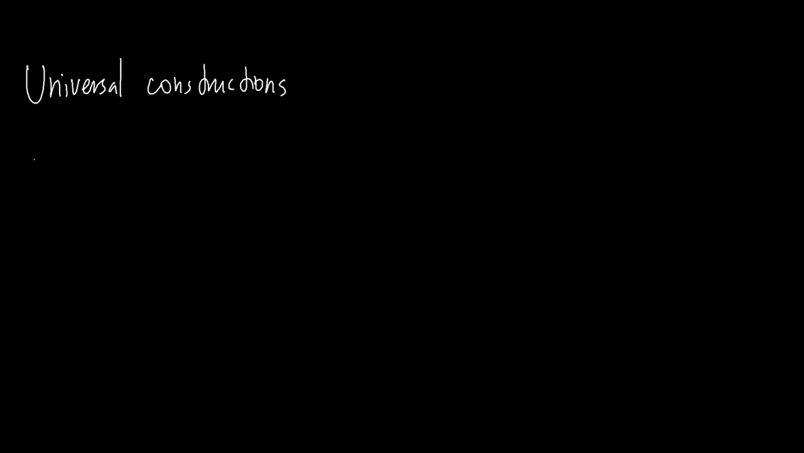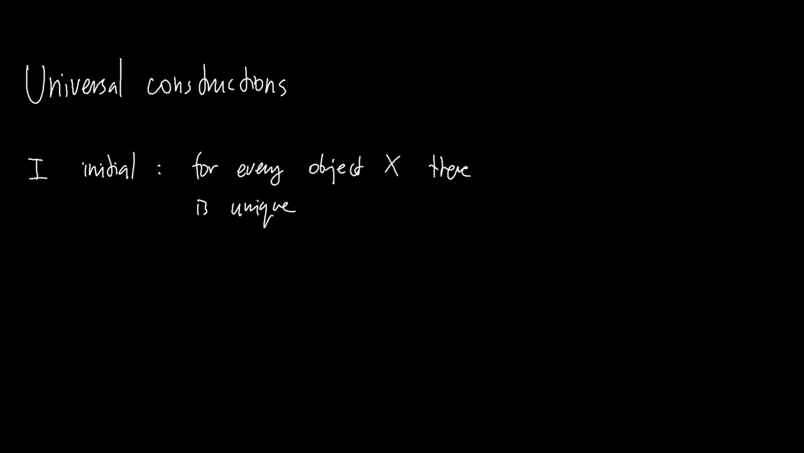Let me just remind you that an object I is initial. In fact, I don't remember now if we looked at this concept before. I think so, maybe in the second lecture or so. All right. So an object I is initial if for every object X there is a unique morphism from I to X. So we are working now in a fixed category, and in that category, an initial object is defined this way.